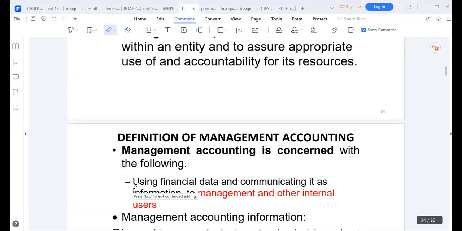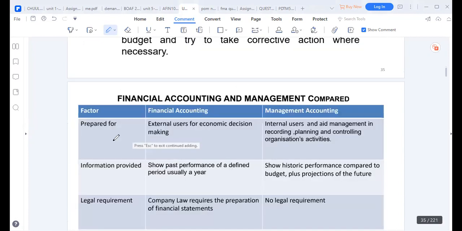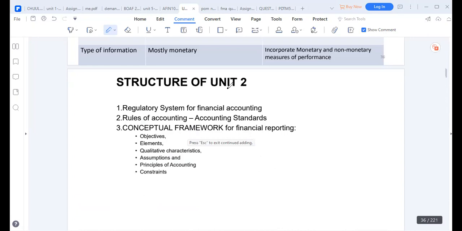So we also have what is called management accounting. I'll discuss that later on, but what you need to know is that for internal use, management accounting is used to aid management for planning and control, whereas financial accounting is used for decision making. So we go to Unit 2, where we're going to look at the conceptual framework.